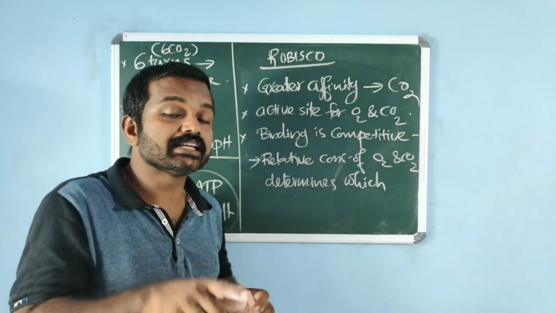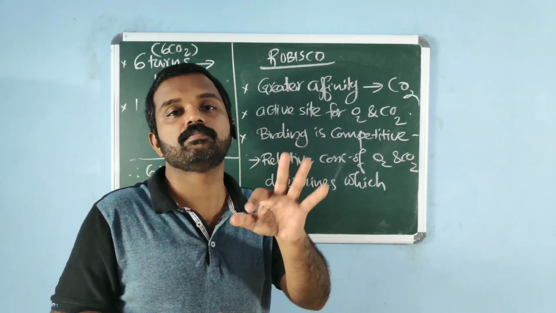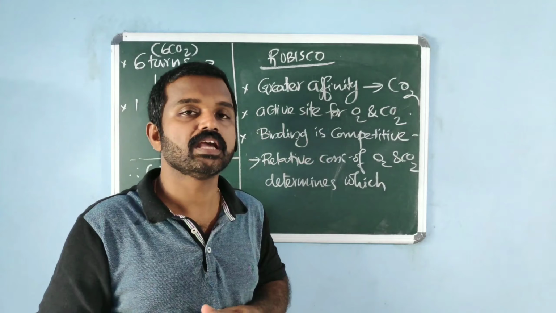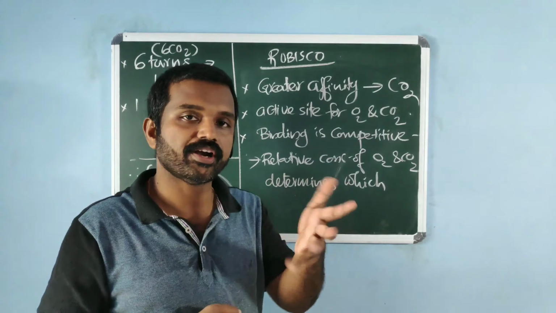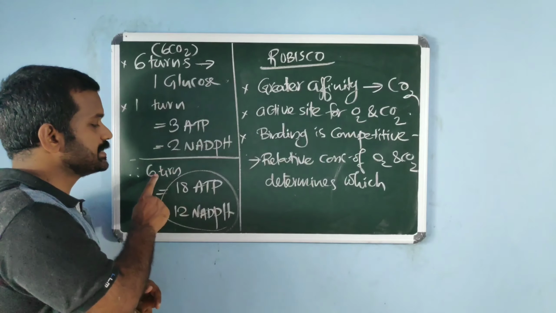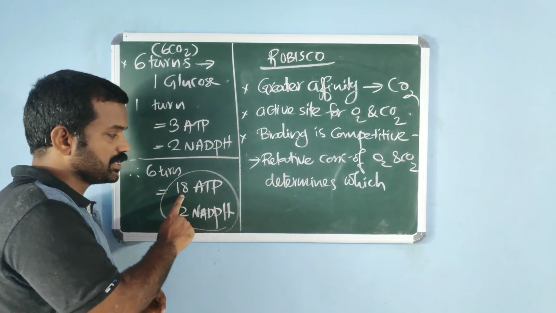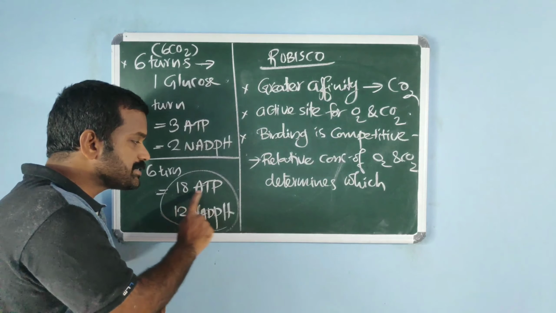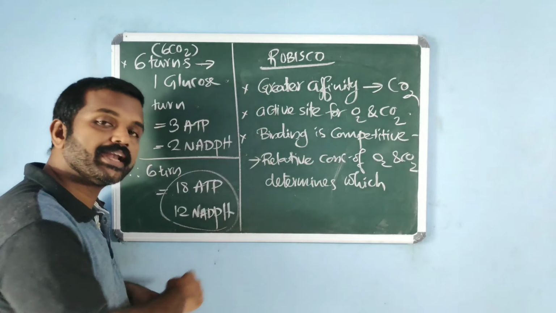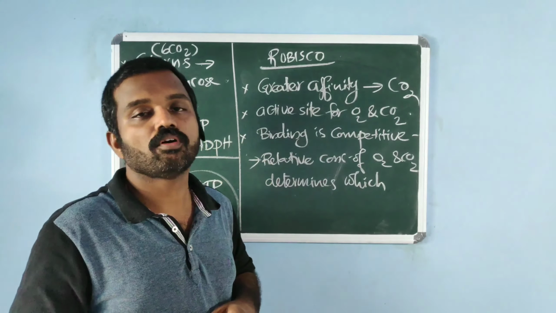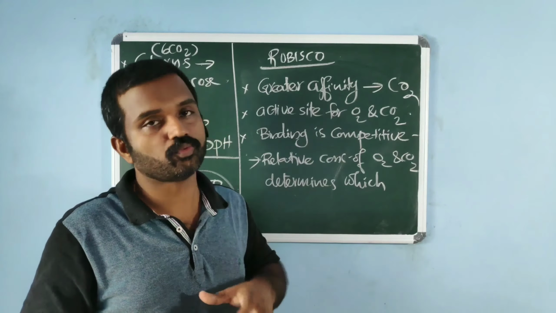A single turn of the cycle utilizes 3 ATP, 2 for reduction, 1 for regeneration of RuBP, and 2 NADPH for reduction. Therefore, 6 turns require 6 into 3, 18 ATP, and 6 into 2, 12 NADPH. So 18 ATP and 12 NADPH are required to synthesize one molecule of glucose in the C3 pathway.